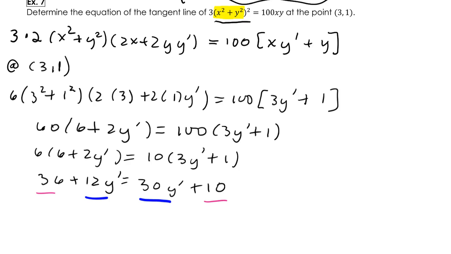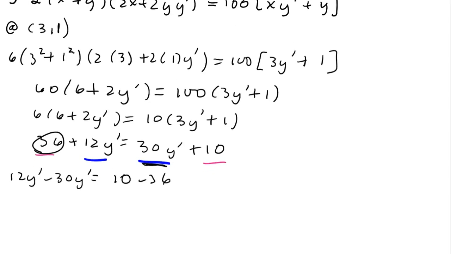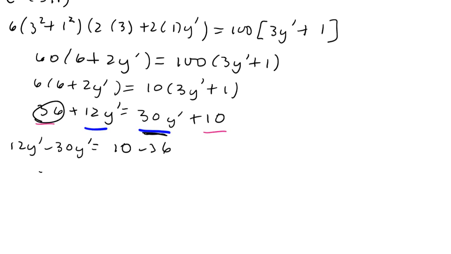So now I'm going to have 12y prime minus 30y prime. So what I did is I subtracted this over. Then I'm going to have 10. And then do you see this 36? I'm going to subtract that over. Okay, let's move this down a little bit. So now I'm going to have negative 18y prime equals, what is that? Negative 26. So then y prime is 26 over 18. I got rid of the negatives. So y prime is 13 over 9.